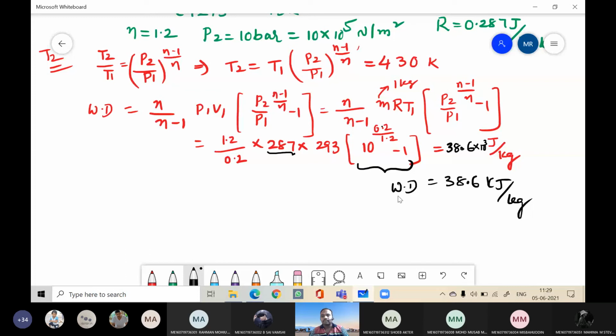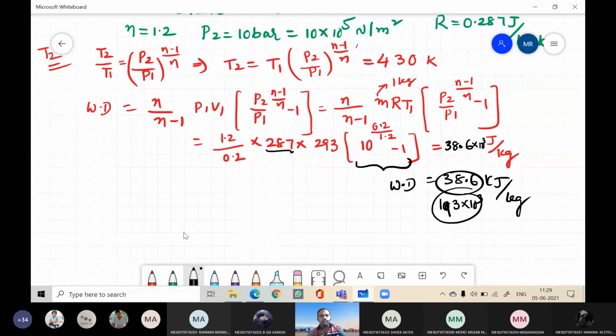Students? It's 193 into 10 power 3. 193 into 10 power 3. Okay, check which is correct. Okay, it's okay. Right. Next, what is asked after work done?